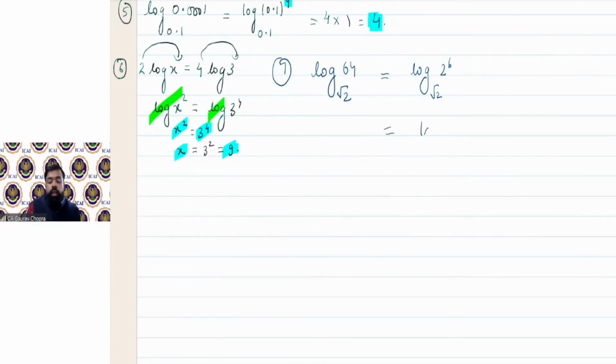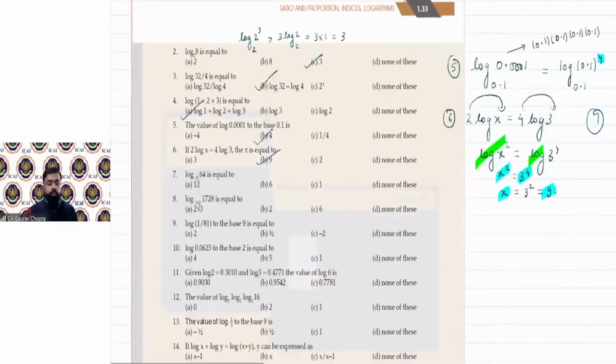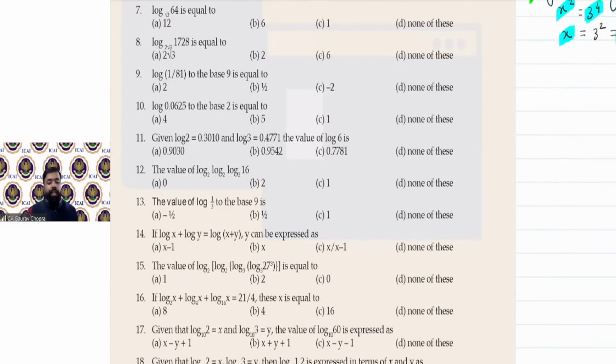So we will be writing log of root 2 to the power of 12 and the base is root 2. So 12 will come forward and the result is 12. Okay. So this was the seventh one. Then the eighth question is exactly the same as the one we have covered in the example.